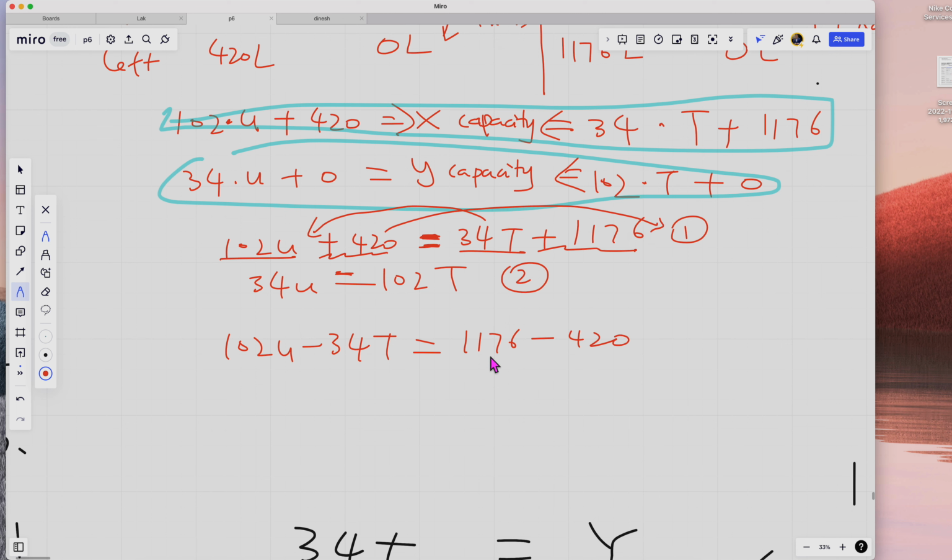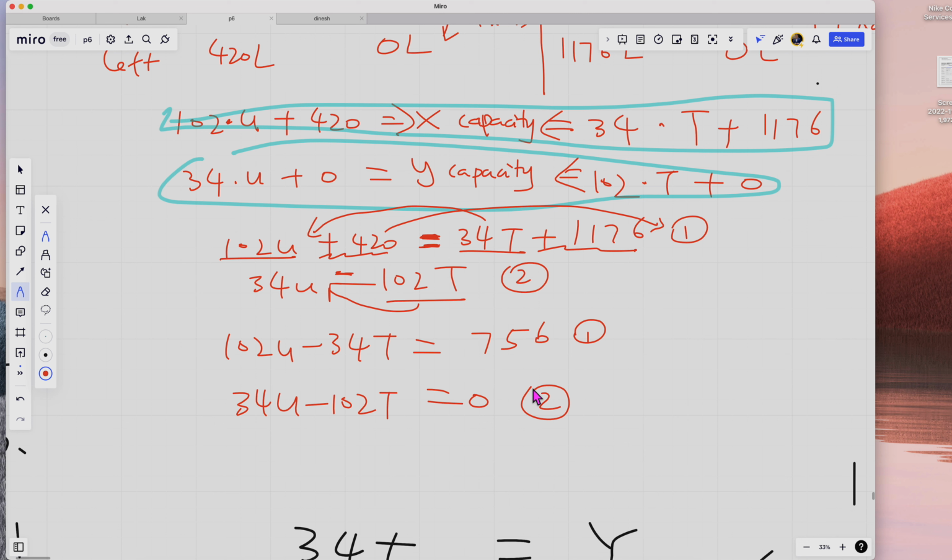So can you help me out with the right hand side, which you can quickly get the answer? Seven five six. 756. Okay. Equation 2 is actually quite easy. Just 34U, just bring this over. Minus 102T equals 0.